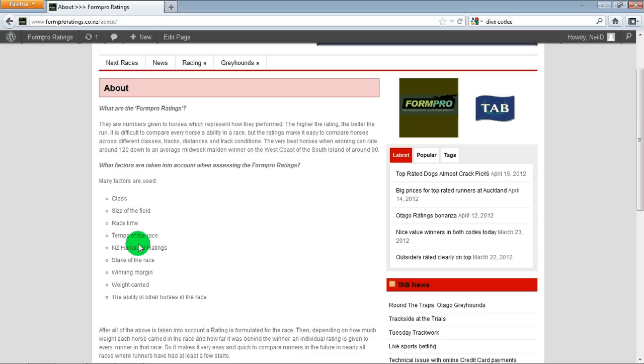In terms of how good they are, I use the New Zealand handicap ratings sometimes to give me a guide on the strength of the field, the stake of the race, and whether it's a listed race or a group race, etc. The winning margin, the weight carried, and the ability of the other horses in the race. So many years of experience goes into working out the final rating of the winner. And then the rest of the field is worked out on a calculation based on the distance of the race, how far they were beyond the winner, and the weight carried.